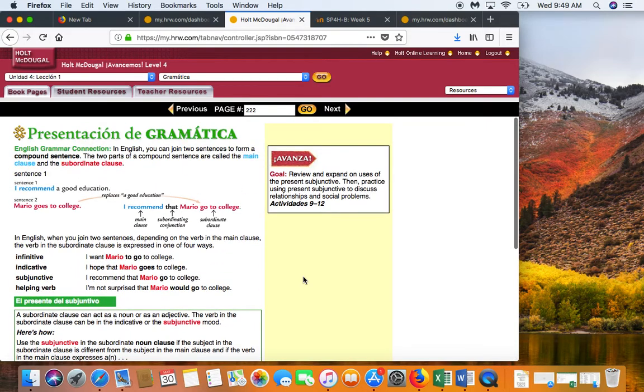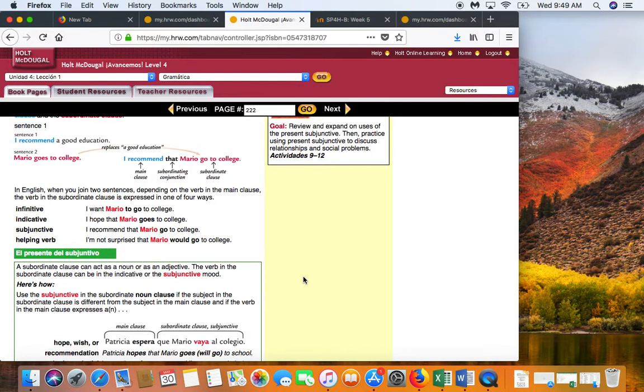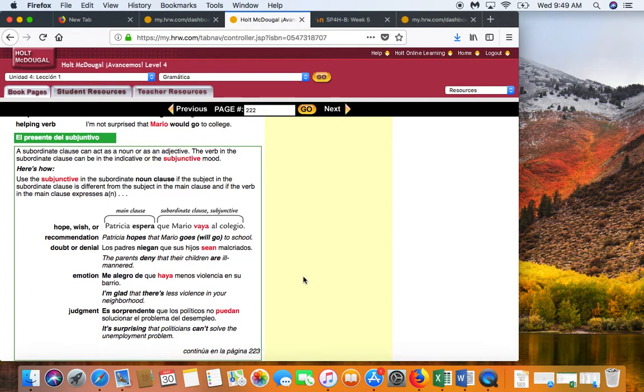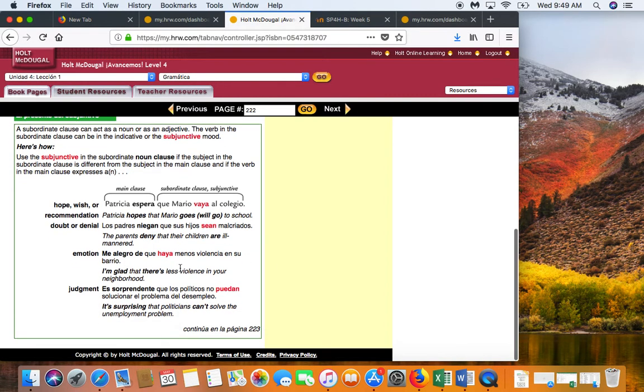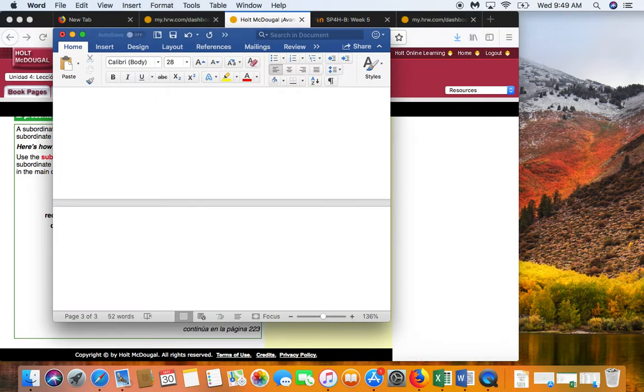All right, when we use subjunctive, remember we learned that we use subjunctive when we have a hope, a wish, a recommendation, a doubt, denial, emotion, and a judgment for somebody. Okay, so you pretty much have to have two different subject pronouns and que plus subjunctive. So the formula is subject pronoun here, right?